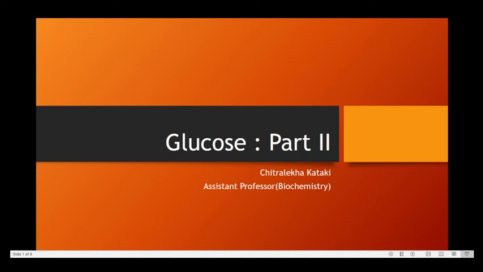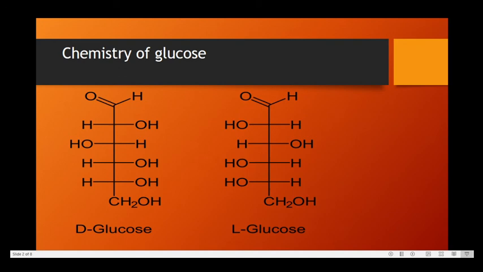Hello everyone. In this video I am going to discuss the structure of glucose, some properties of glucose, and also some sources of glucose in the human body. So the chemistry of glucose, as you know, the molecular formula of glucose is C6H12O6.